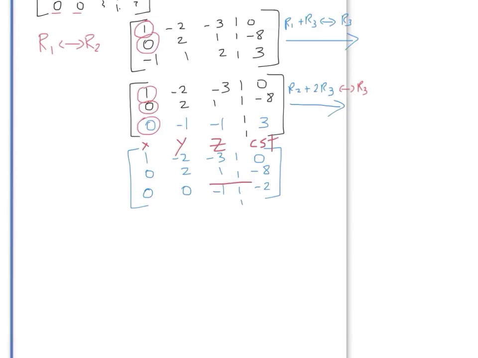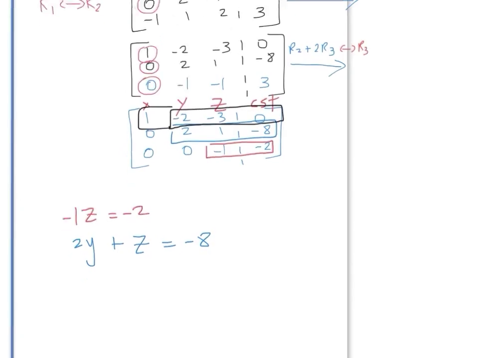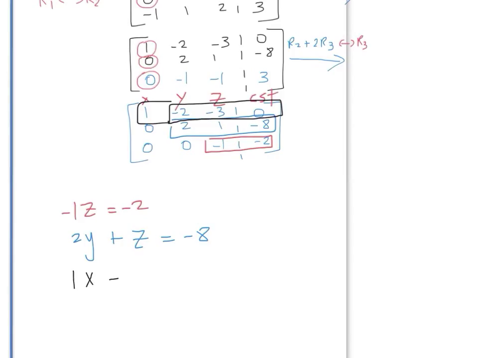So if I look at the last row, that's going to give me negative 1z equals negative 2. Second row, that's going to give me 2y plus z equals negative 8. And if I look at the top row, the first row, 1x minus 2y minus 3z, that's going to be equal to 0. Now from the third row, I can get z. Z is equal to 2.